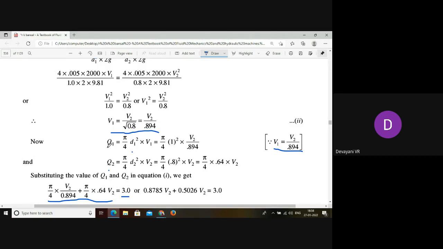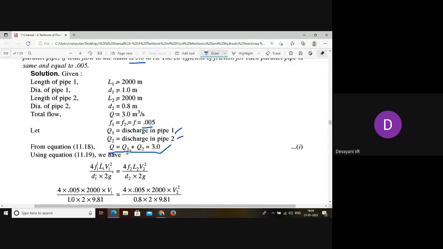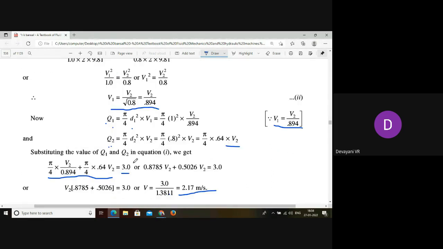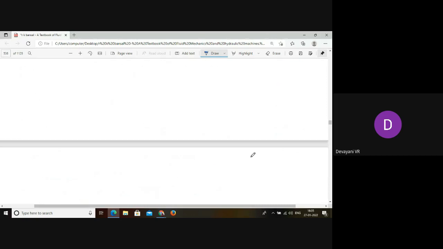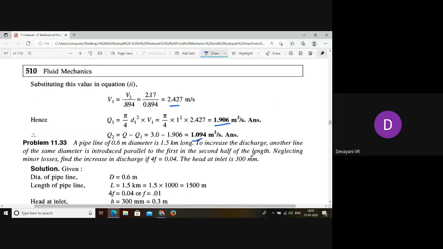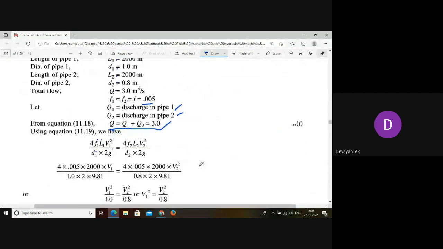So now we can substitute these values in Q1 and Q2 formula. So formula substitute చేస్తే we can get Q1 and Q2 also in terms of V2. సో వచ్చిన తర్వాత ఈ values ని తీసుకెళ్ళి Q equals to Q1 plus Q2 equals to 3 లో substitute చేస్తాం. So substituting and simplifying this, we get V2 is equals to 2.17 meters per second. And now we know the value for V2. ఈ V2 value తీసుకెళ్ళి ఇక్కడ మనకి V1 కి ఒక equation వచ్చింది కదా, ఇందులో substitute చేస్తే V1 కూడా వచ్చేస్తుంది. So now we know V1 and V2 so that we can calculate Q1 Q2 as A1 V1 and A2 V2. Isn't it? So very simple formula and simple solution.